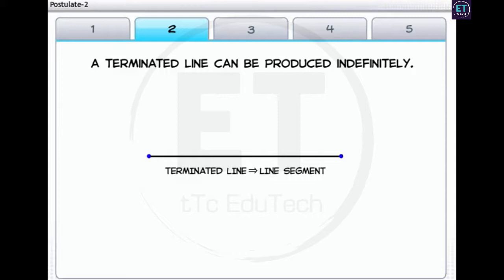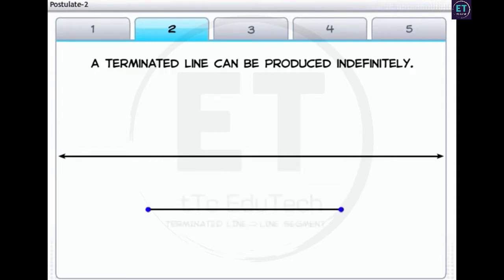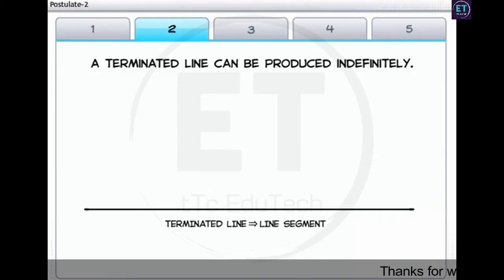Let's try to understand this postulate using the idea of a line segment. A line segment is a part of an infinite straight line. If we observe the reverse, a line segment can be extended on both the sides to form a straight line.